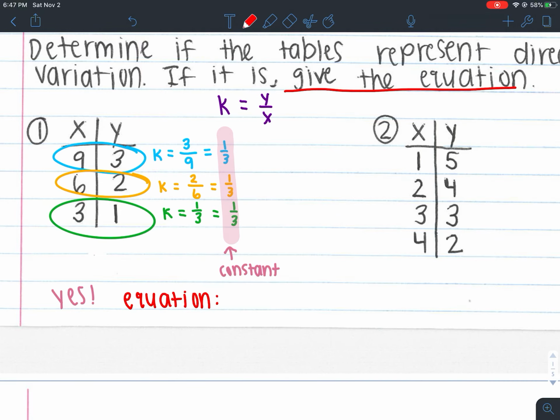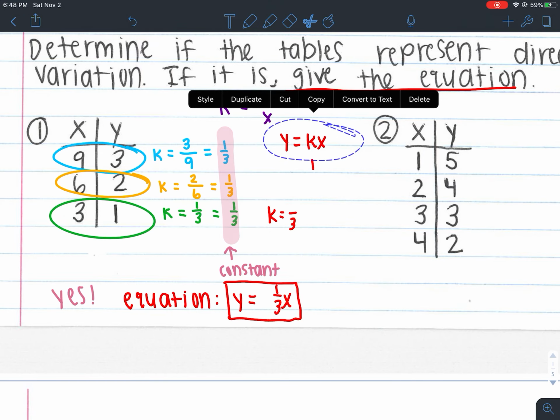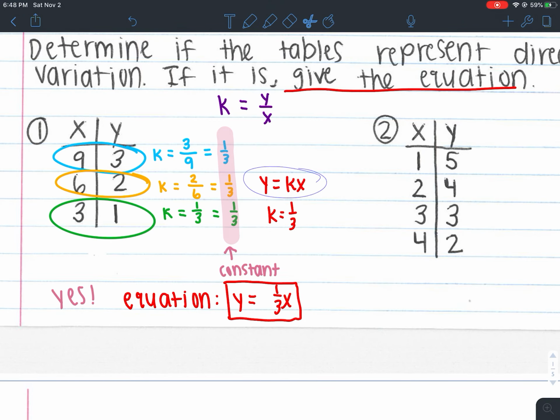well, you know that it's y equals kx. So what is our k? Well, our k was 1/3. Okay? And you know that it's y equals kx. So you would have y equals 1/3 x. It's just kind of like finding your slope and you plug in the slope. So it's going to be y equals 1/3 x. That's our equation for the first table. Now we can only make an equation if it represents direct variation. If it doesn't, we don't need to make an equation.